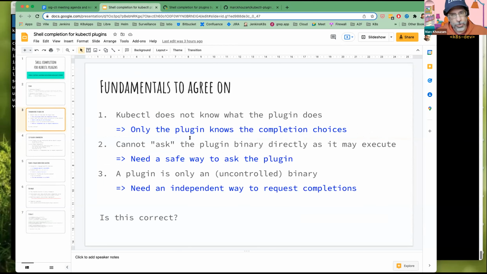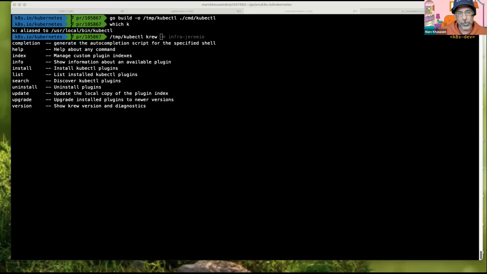So now let's go over the fundamentals so we can agree on what we need. So one, kubectl doesn't know what the plugin does, right? The plugin is completely independent. So if we talk about shell completion, it's only the plugin that can know what the completion choices can be. That's fundamental number one. Stop me if you don't agree.